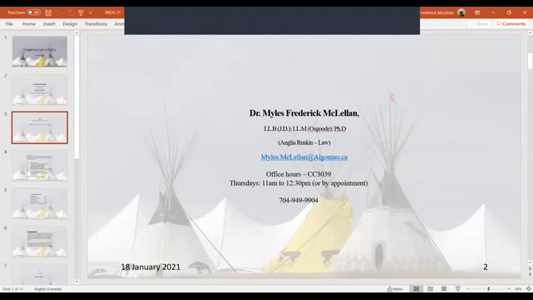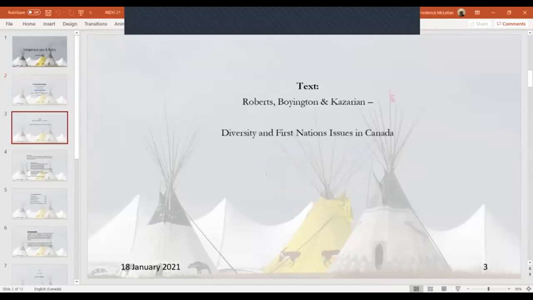Okay, the text for the course is this. It's the 4th edition. So this is the first year I've taught using this particular edition. It's Diversity and Indigenous Peoples in Canada. So I've taught this course now, I guess 4 or 5 times over the last 8 years. And I've used various editions of this book, but this is the 4th one. It came out last year, so it's the first time we've used this.